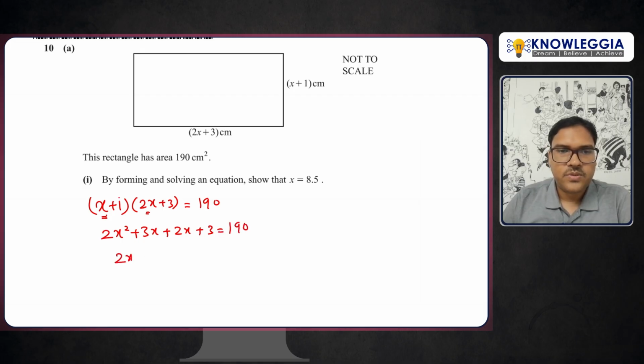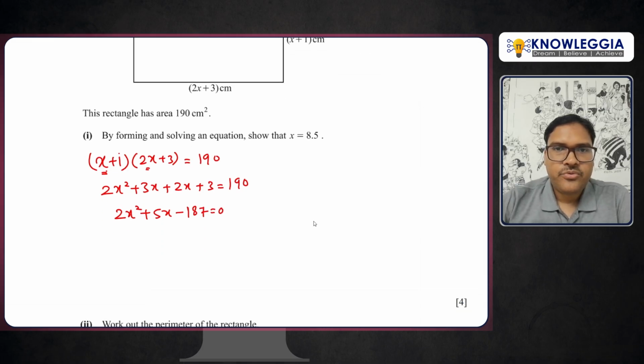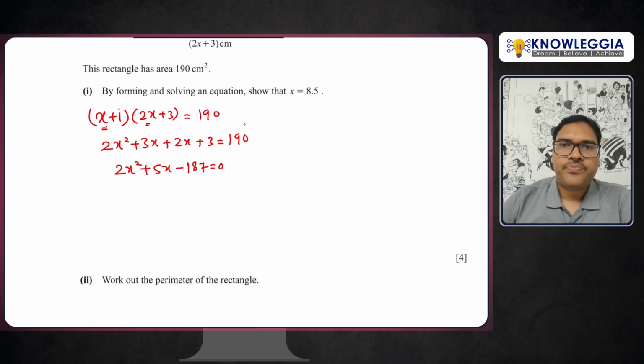So this is 2x square plus 5x, and this is 3 minus 190, which is minus 187, equal to 0. So this is the first part. Now, you have to solve this equation. What you can do is you can apply the factorization method, or you can apply the formula also, because they have not mentioned anything here.